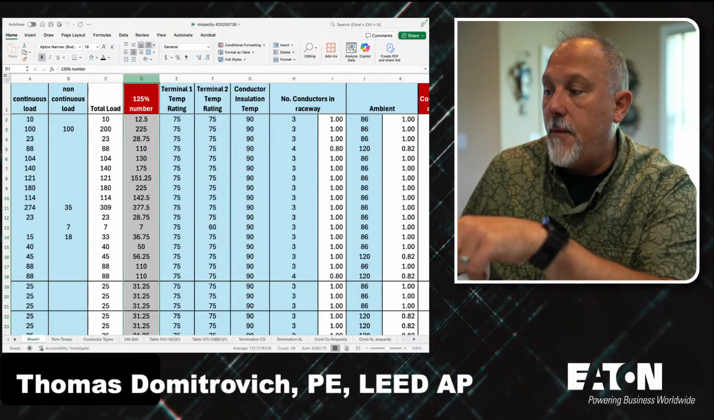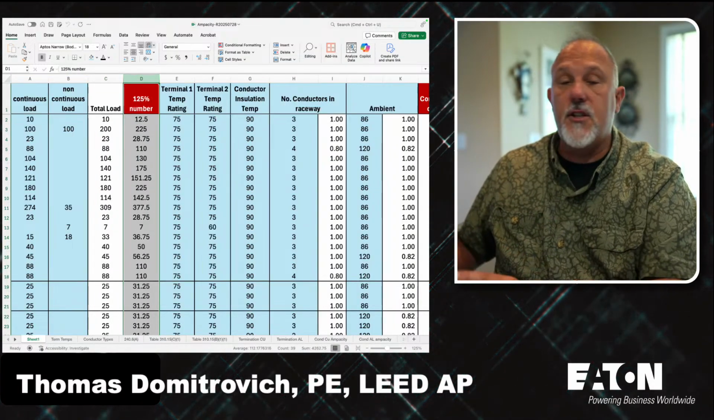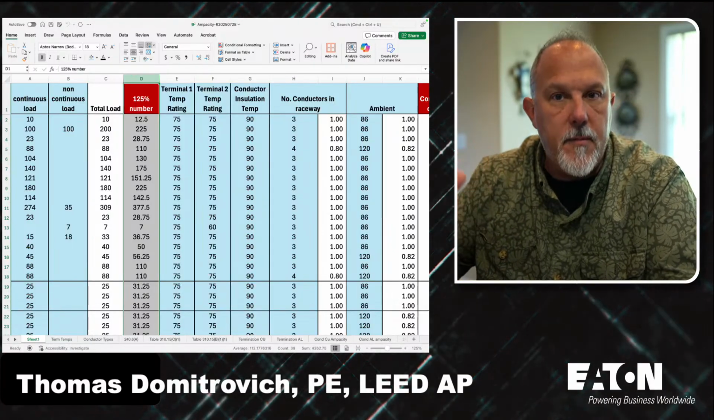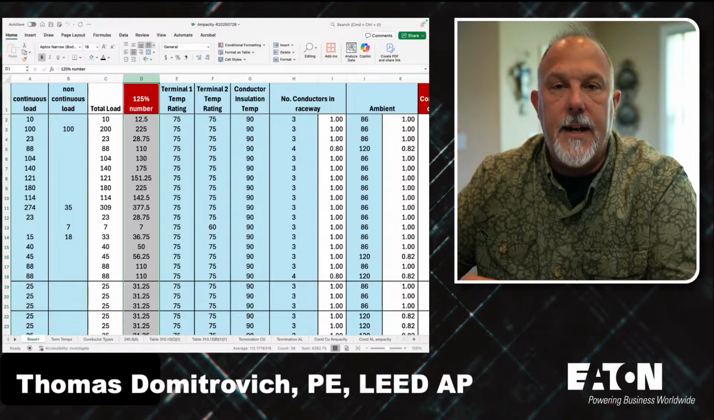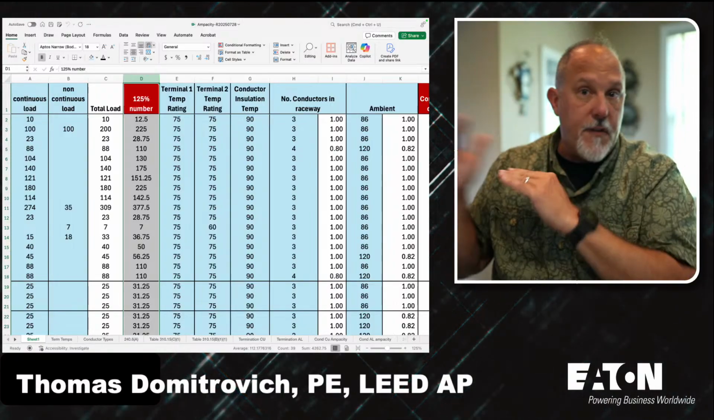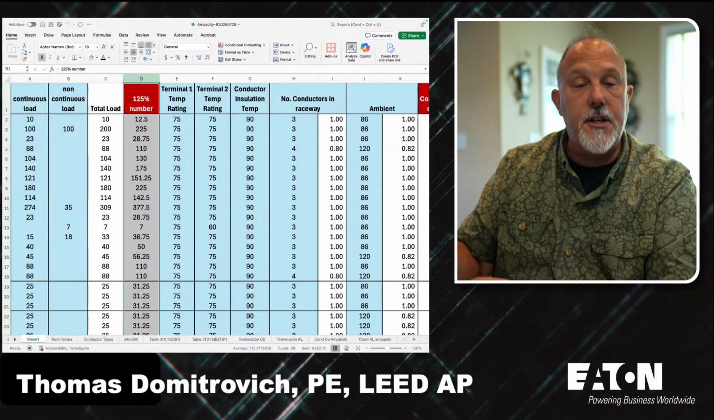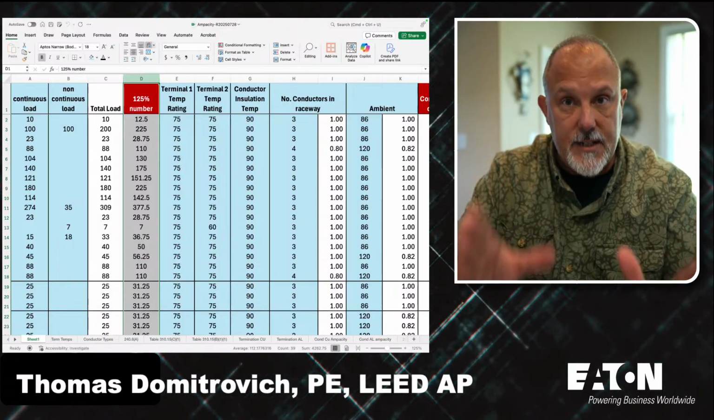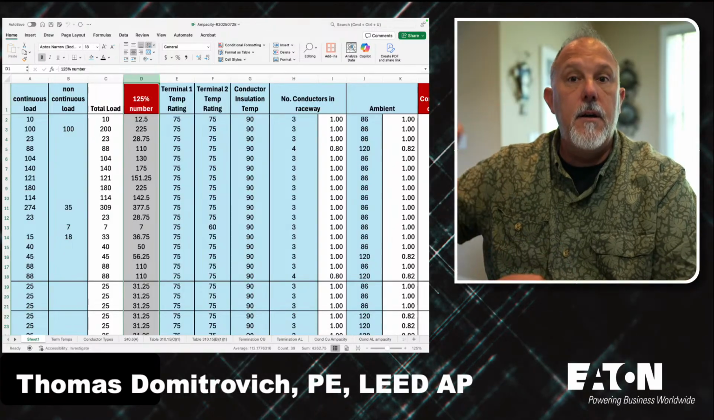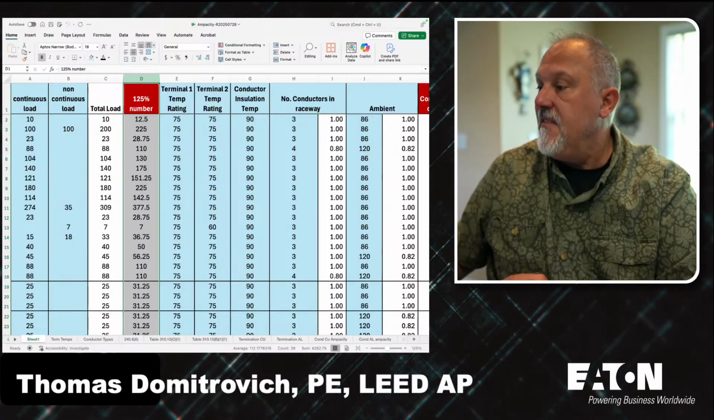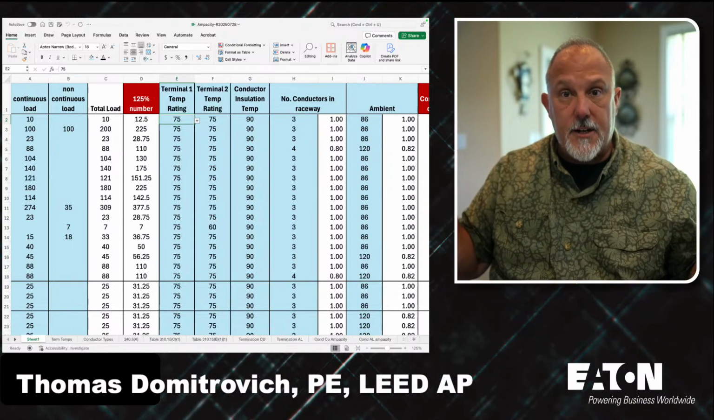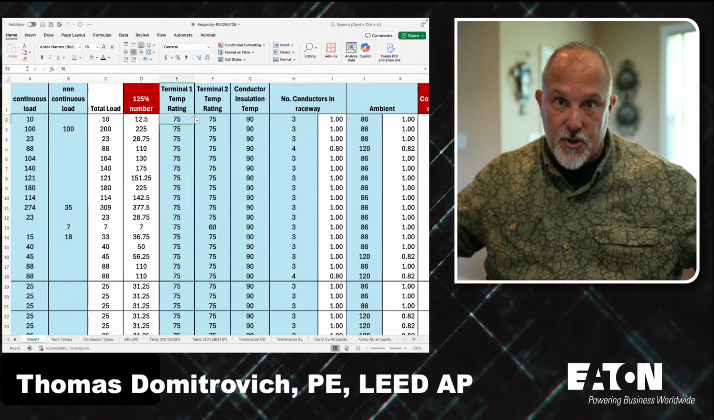I calculate 125%. So Article 210 and Article 215 have the requirements for the minimum branch circuit ampacity that it has to be greater than one of two different calculations. This is the calculation for the 125% rule, which is 125% times the continuous plus non-continuous. And then this is where you put the temperature rating of both ends of the conductor. So I have terminal 1 and terminal 2.